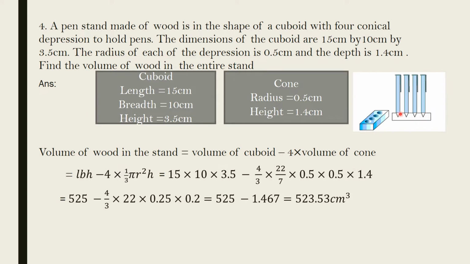To find the volume of the wood in the entire stand, it will be the volume of the cuboid minus 4 times the volume of the cone. That is LBH minus 4 into 1 by 3 pi r square h.